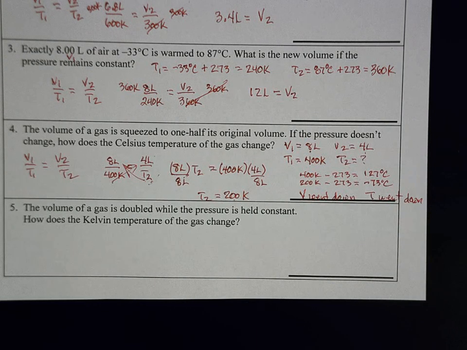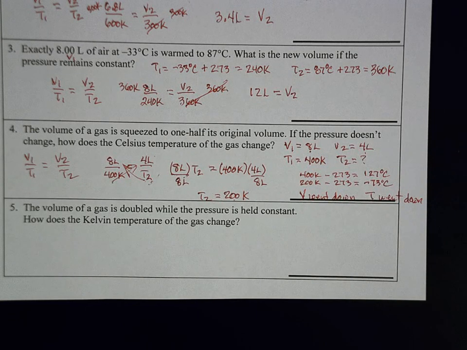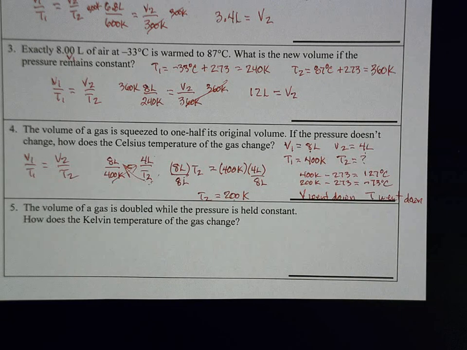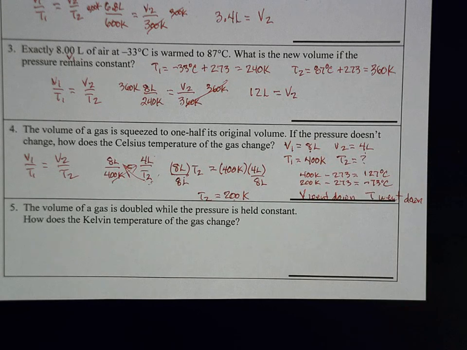Not when I'm in Celsius. I can't make anything more than, hey, if the one goes down, the other went down. That's all I can say. If the one goes up, the other goes up. But I can't really tell you how much, because if I'd have picked 500K or 600K, the amount of change would have been different because of that little 273 factor. But here's how I got back to Celsius to check. 127 down to negative 73.